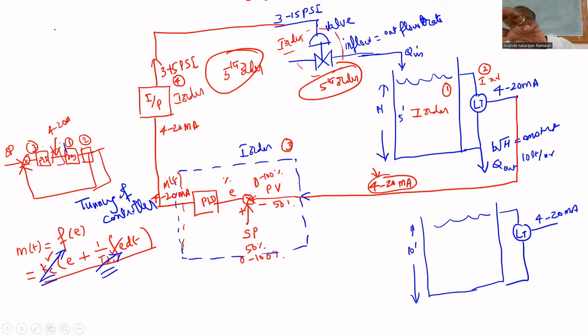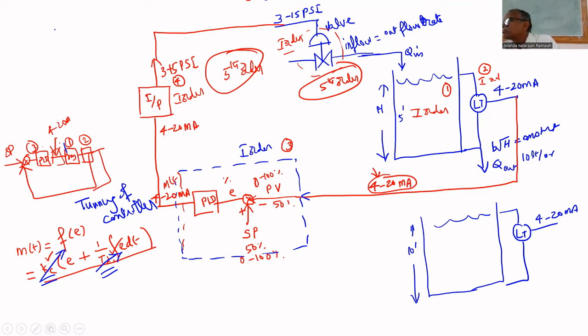If you know the mathematical model of the level process alone, you cannot apply it here. That's why we have to find the mathematical model of the entire system, all components together, so that we can find the tuning parameters. Two ways are there. If you know the mathematical model of each component, level transmitter, PID, I to P, and valve, and combine all these together, you will get a fifth order transfer function that can be used to tune the PID controller.